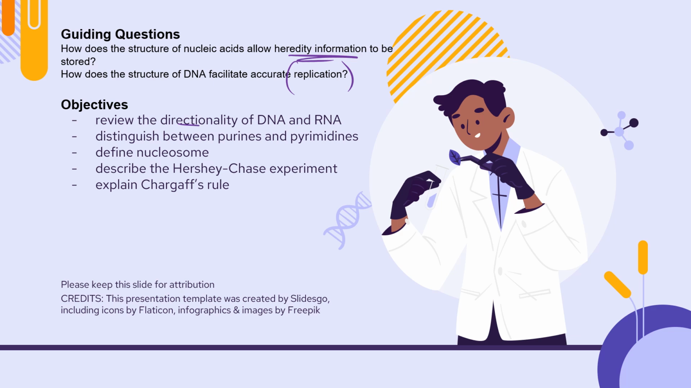We did review directionality of DNA and RNA, 5' and 3' carbons. We talked about purines versus pyrimidines and my super sketchy mnemonic device. We defined nucleosome, DNA, and the histone proteins that DNA wraps around. Hershey and Chase helped us figure out that DNA is the molecule of heredity, and Chargaff helped us figure out A's and T's go together, C's and G's go together.